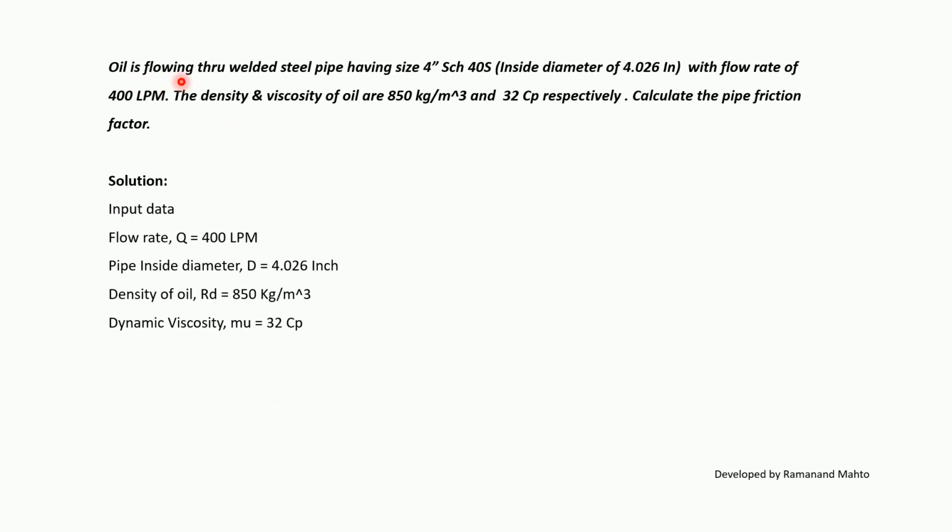So, oil is flowing through the welded steel pipe having 4-inch schedule 40, inside diameter is 4.026 inch, with flow rate of 400 liter per minute. Density and viscosity of oil are 850 kg per meter cube and 32 cP respectively. Calculate the pipe friction factor. So input data, flow rate is given, Q is 400 liter per minute. Pipe inside diameter D is 4.026 inch. Density of oil rho is 850 kg per meter cube. Dynamic viscosity mu is 32 cP.